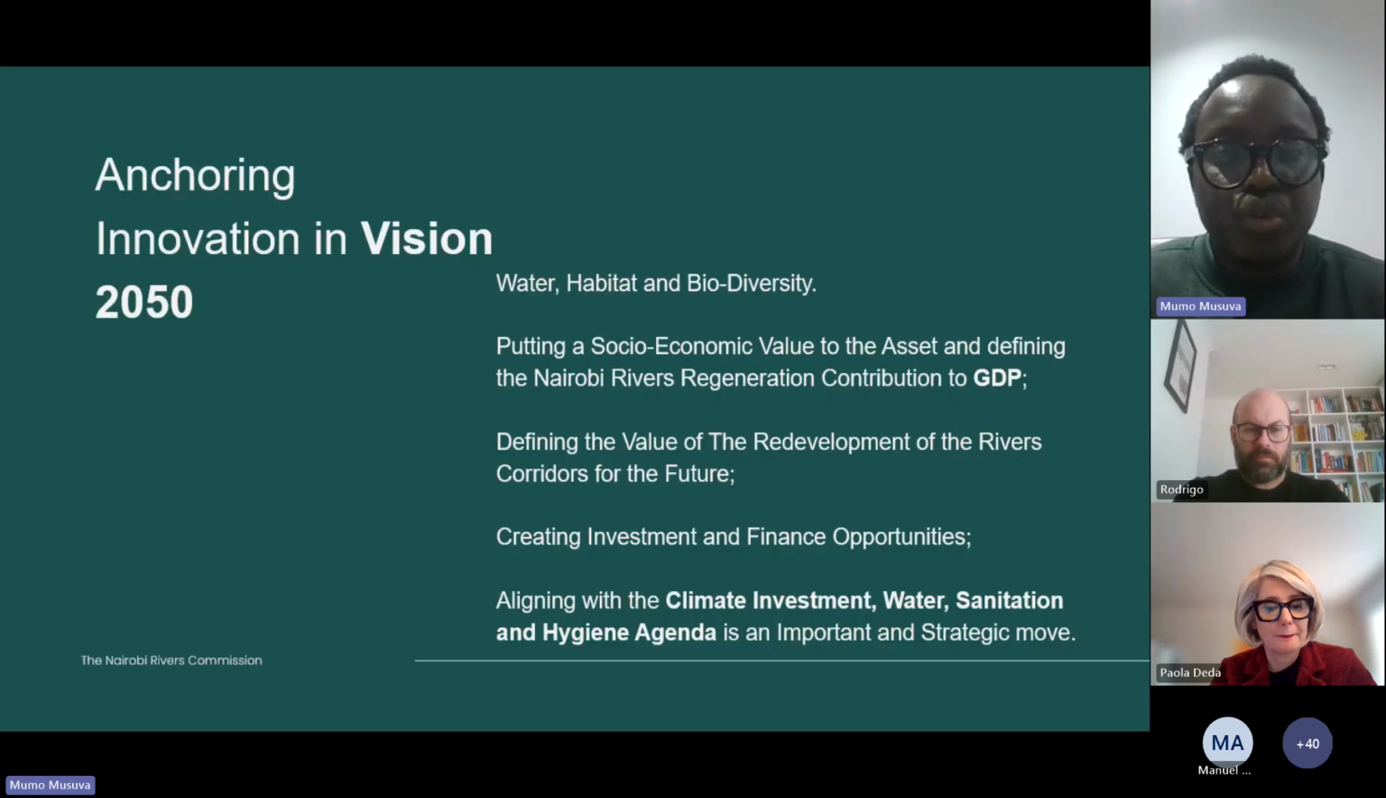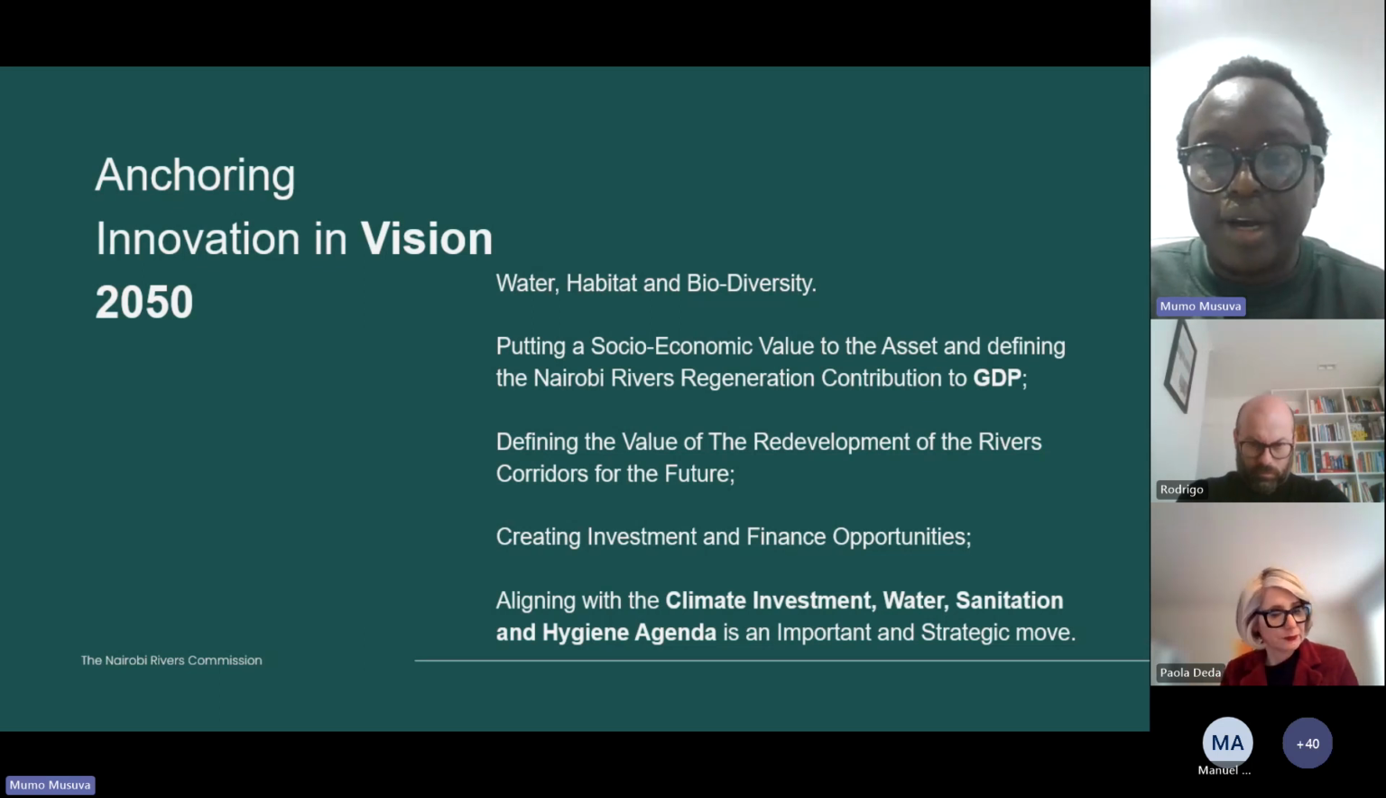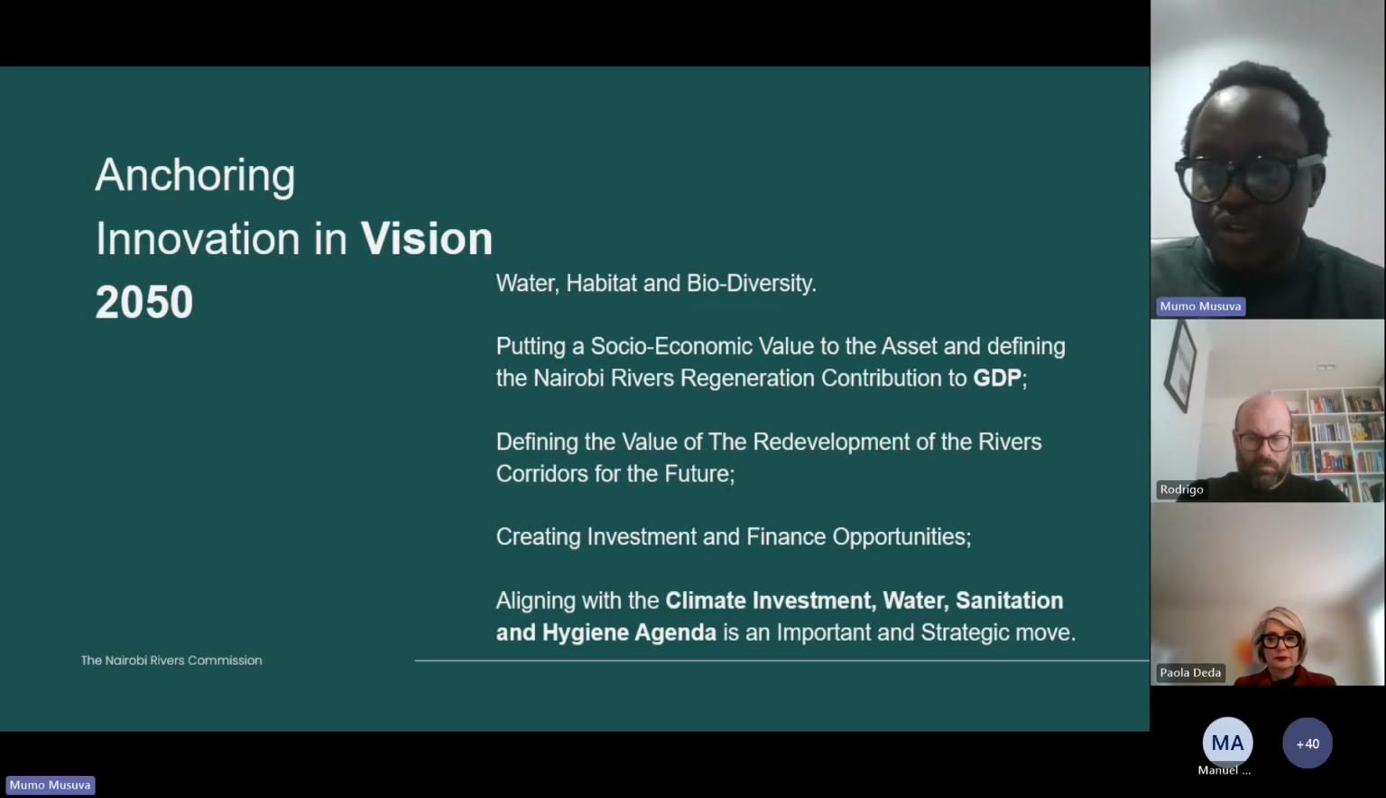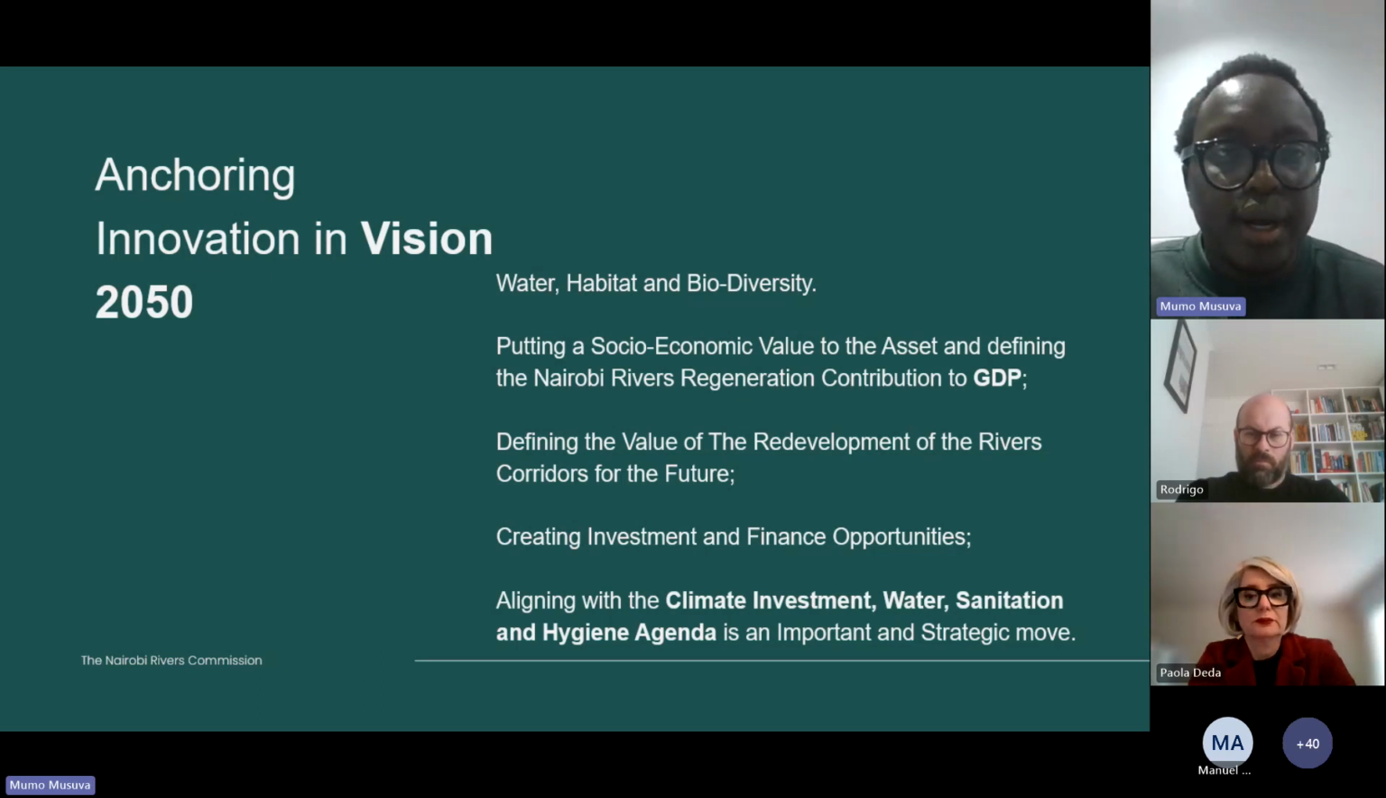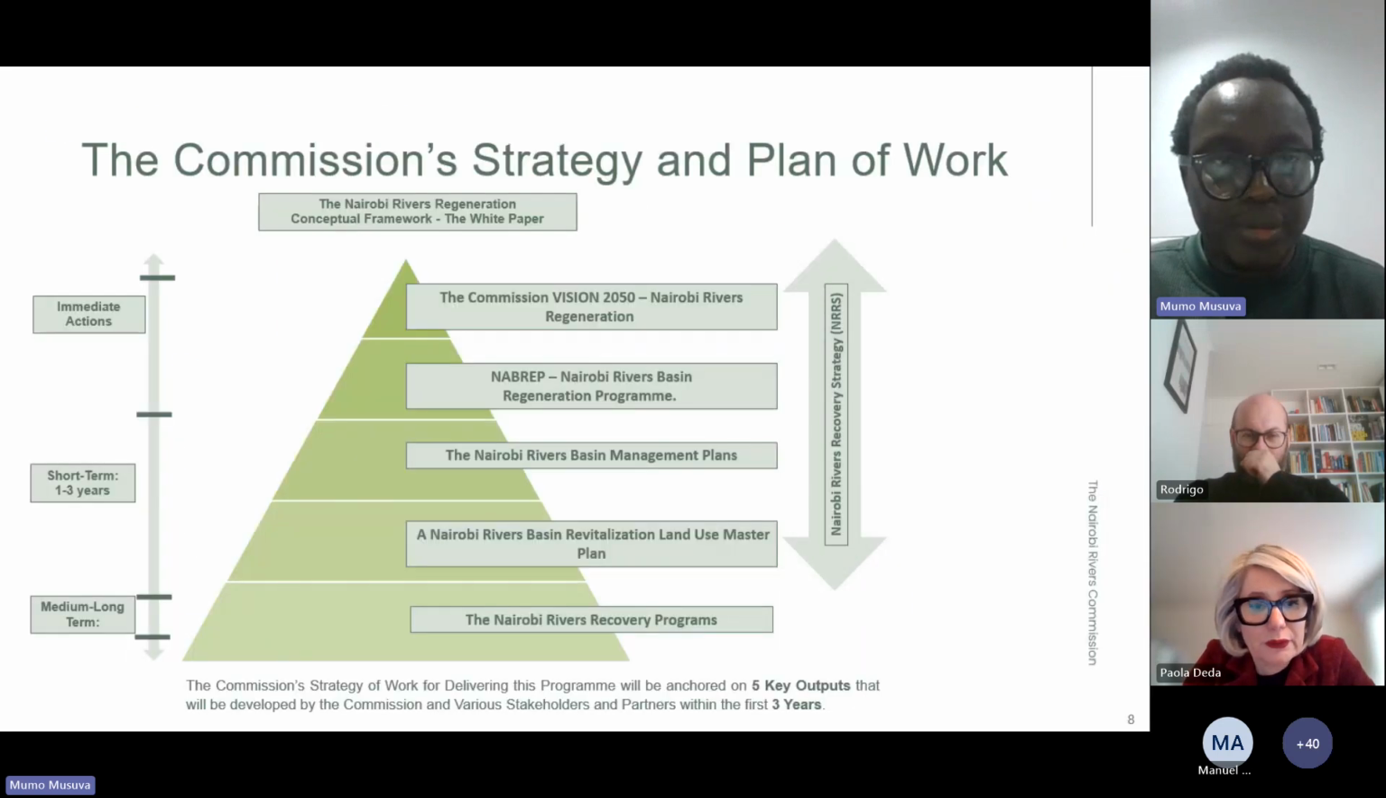So as we move forward, we've also convinced the city that we need to anchor a lot of this forward thinking into a vision statement document. So the city right now has just started a conversation around developing a Nairobi Vision 2050 and the Nairobi rivers, and the whole aspect of water habitat and biodiversity is going to be written into that vision statement, so that we can ensure we anchor investment in that.